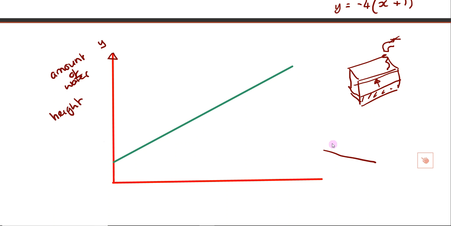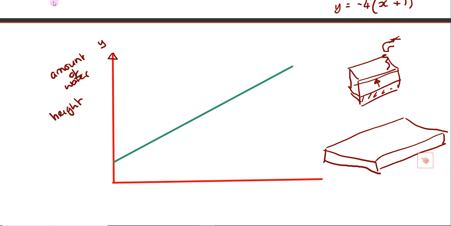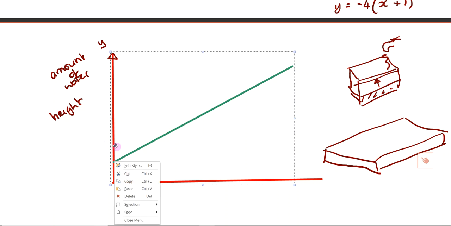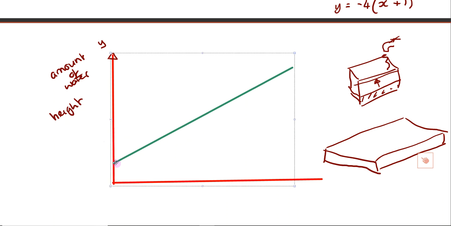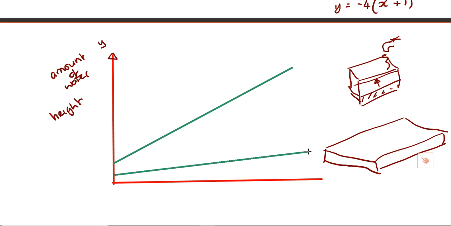What happens if I have a wider, shallower tank like that? What happens to the height of the water? What will the graph look like? No, it would be less steep. Will it go like this? No. Or will it go like that? Like that. Why?